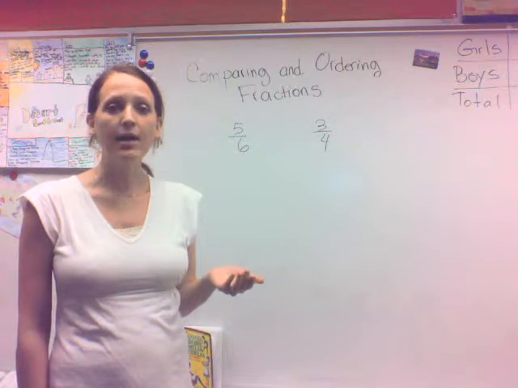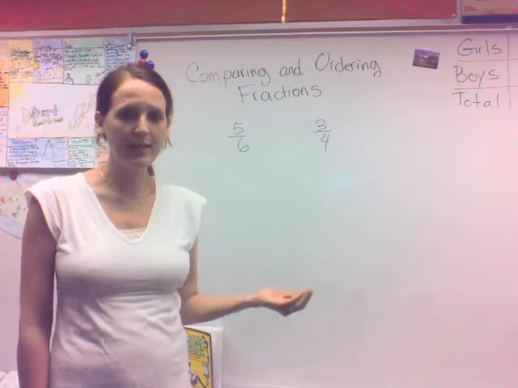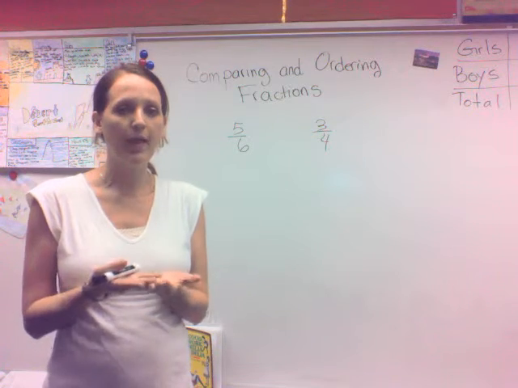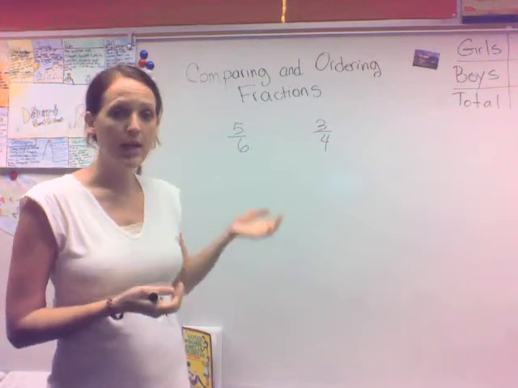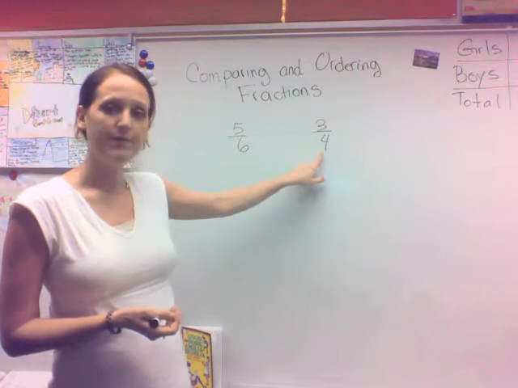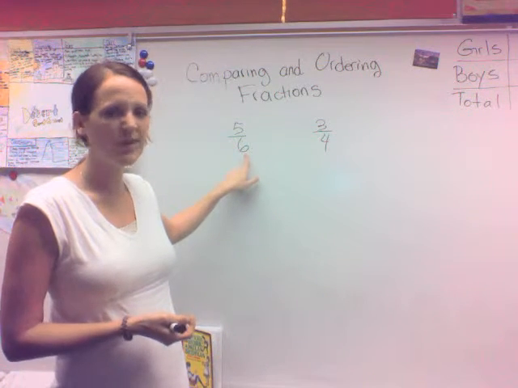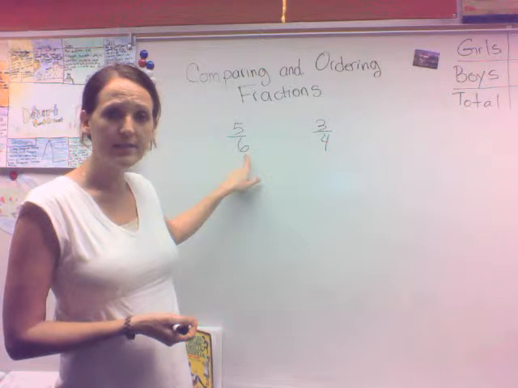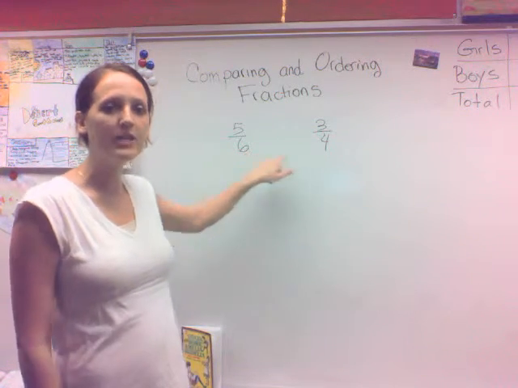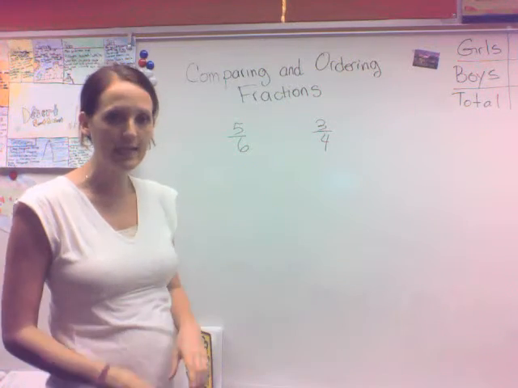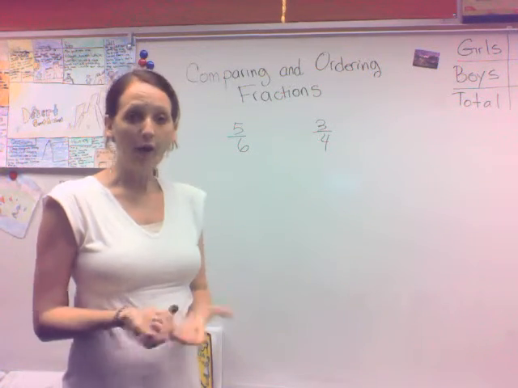I have to think to myself, what can I change 6 and 4 to that would make it the same? So I'm going to count by 4s and check the 6. 4, can I change it to a 4? I can't. 8, 12. I recognize that I can change both 4 and 6 into 12. So how do I do that?